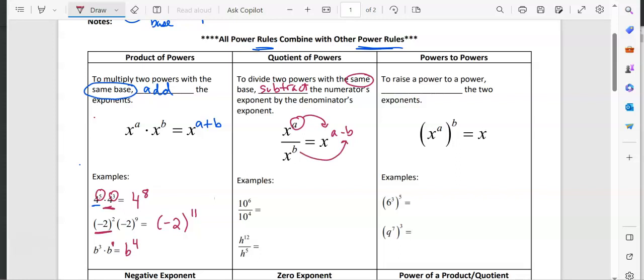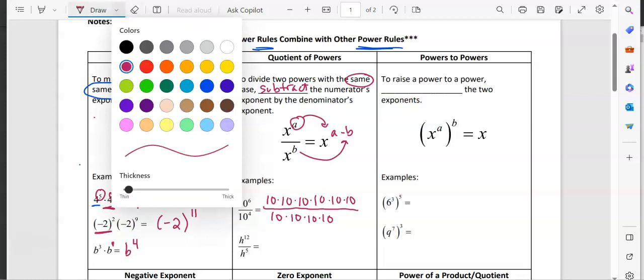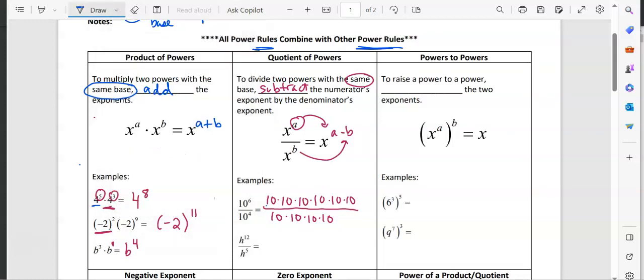Let's look at this example by writing it out again. So 10 to the 6th power is 6 tens being multiplied, and 10 to the 4th power is 4 tens. Now, when I divide, I can divide or cross out common factors. So if I have a 10 in the numerator and a 10 in the denominator, I can divide those numbers out, divide them by each other, and I get a 1. I can do that again with the second set of tens, the third set of tens and the fourth set of tens.